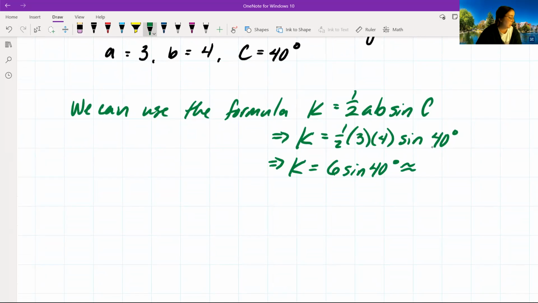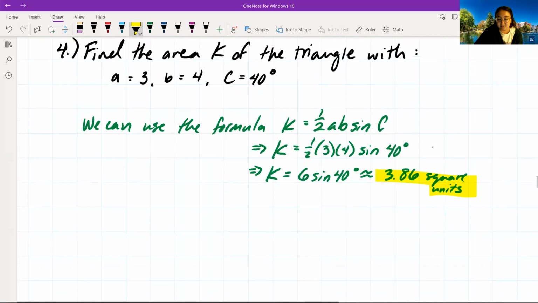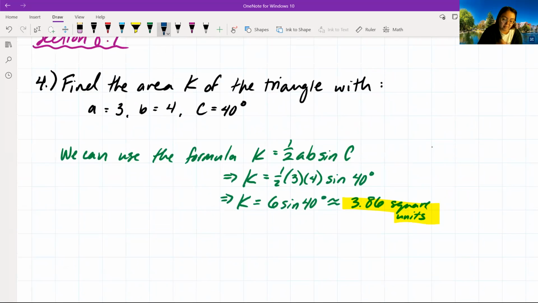I'm plugging it into a calculator. We end up getting that this is going to be equal to 3.86 square units. Remember, if you find the area of anything and you are not explicitly given units, you always just want to write square units instead. So a very simple, straightforward problem. Section 8.4 really did just give a lot of different formulas for things that it wanted us to solve. So fairly simple section.